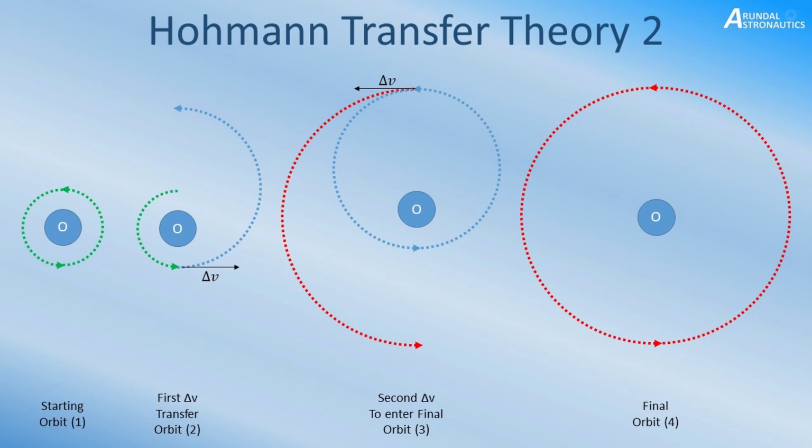The first velocity change we can see on the second from left diagram, and the transfer orbit then is the blue dotted line, because as the satellite speeds up and you've got the propellant burning, the orbit will change and we will achieve a higher altitude. So that's the transfer orbit.